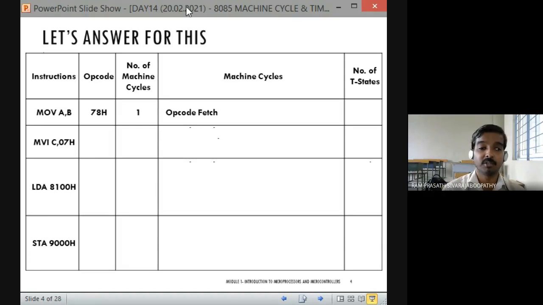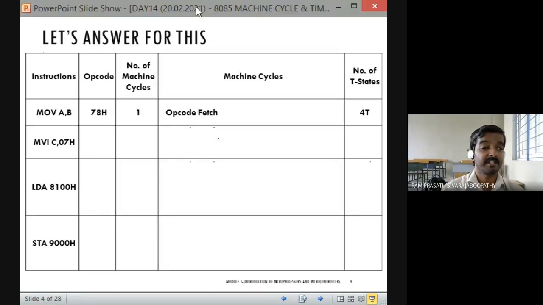So what about the number of T states? Totally how many clock pulses does it take to execute this particular instruction? Yes, in classroom 1, many of you are typing. What about classroom 2? How many time states are involved during the opcode fetch? I'm waiting for the response from classroom 2. Yes, very good. 4 T states.